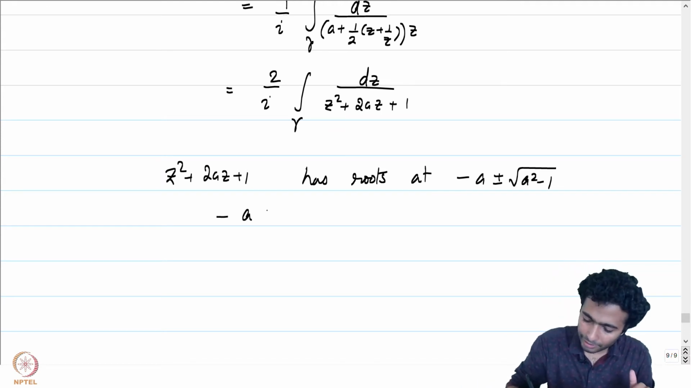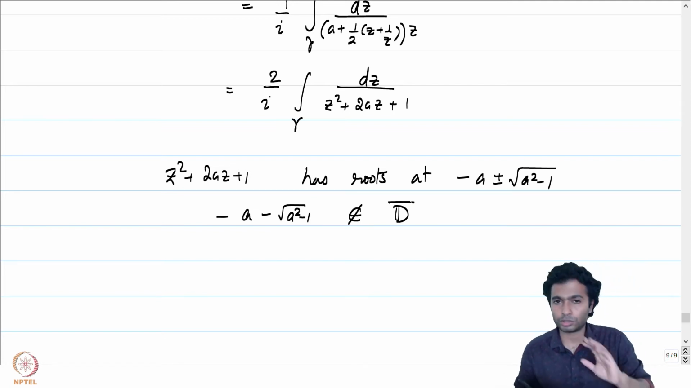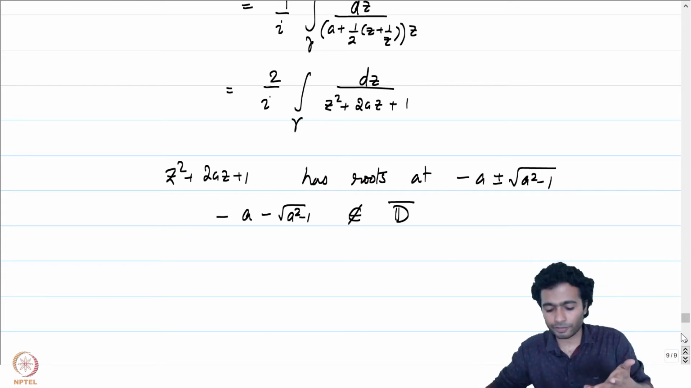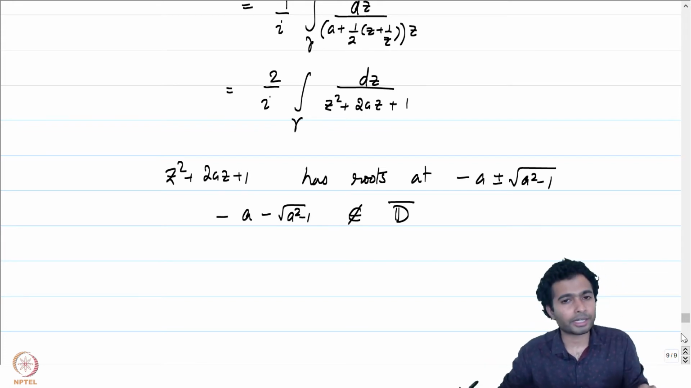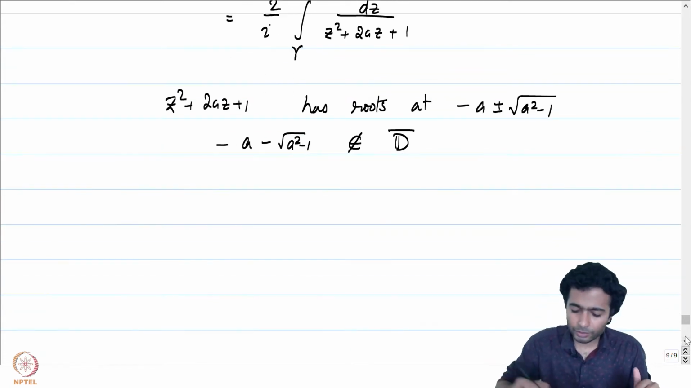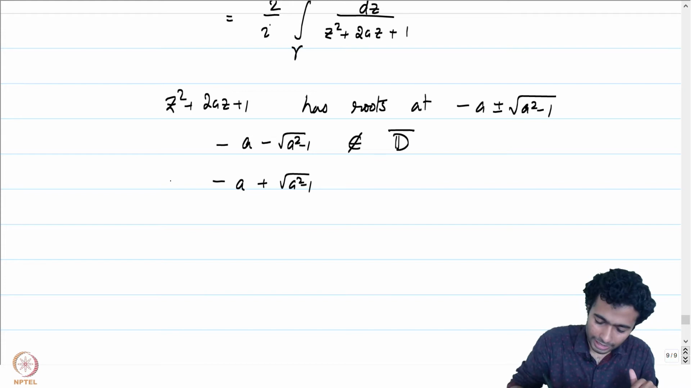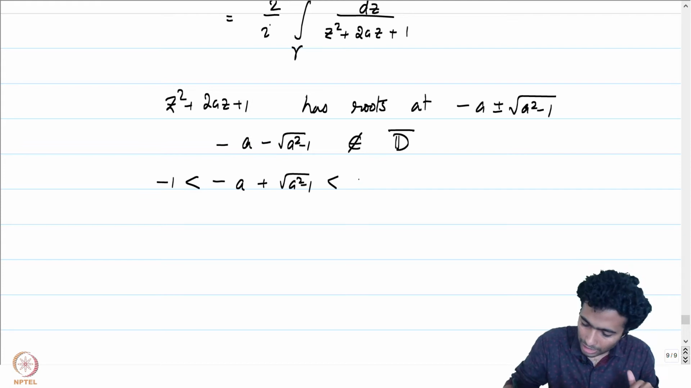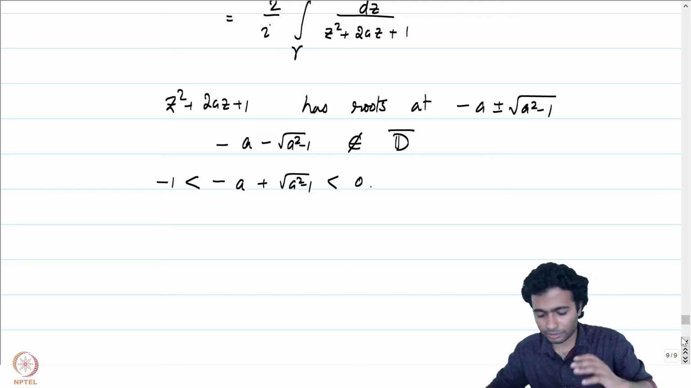Notice that minus a minus square root of a square minus 1 will not belong to the closure of the unit disk, because a is greater than 1. Minus a minus square root of a square minus 1 will be less than minus 1, so the absolute value will be certainly greater than 1. And if you look at minus a plus square root of a square minus 1, I will leave it to you to check that this is going to be between minus 1 and 0. Simple checks will tell you that this is what is going to happen.